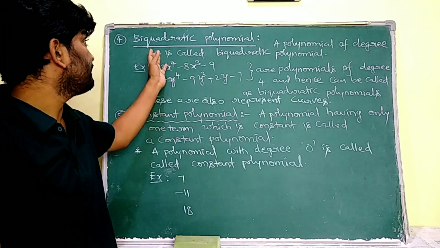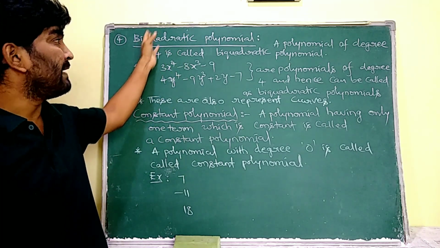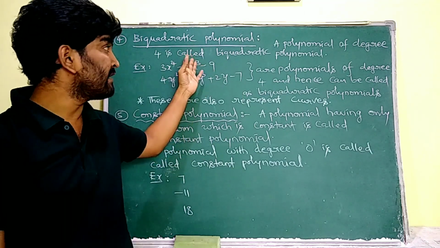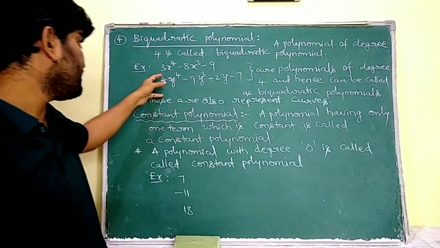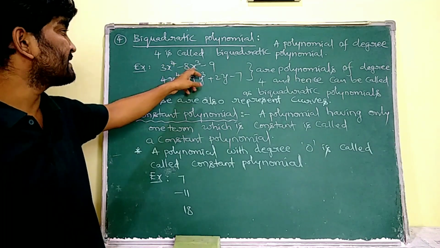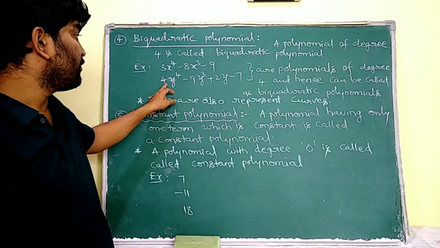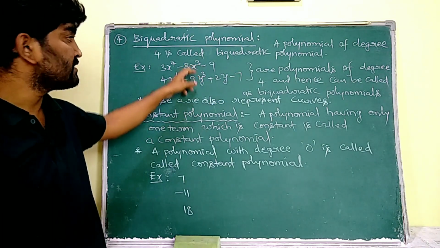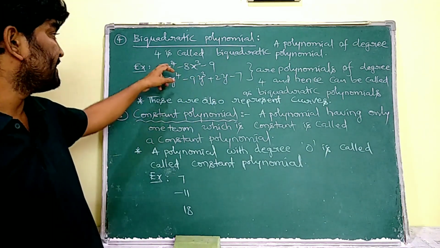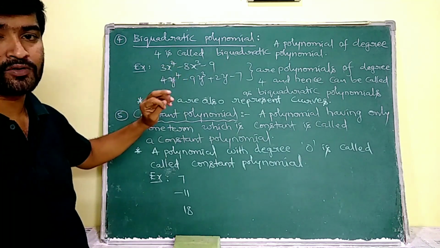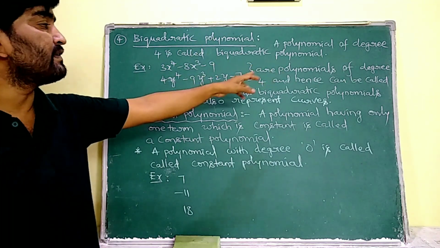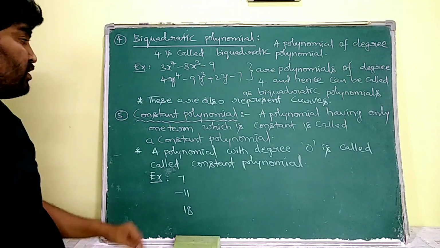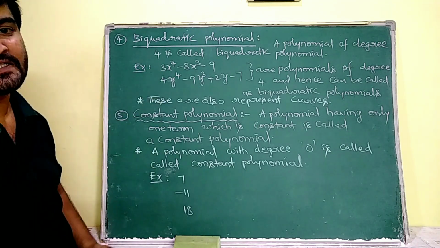See, the fourth type of polynomial is the biquadratic polynomial. A polynomial with degree 4 is known as a biquadratic polynomial. For example, 3x power 4 minus 8x cube minus 9, and 4y power 4 minus 9y cube plus 2y minus 7. These two are polynomials, and their highest degrees are 4. So they are polynomials of degree 4, and hence we are going to call them biquadratic polynomials. These also represent curves.